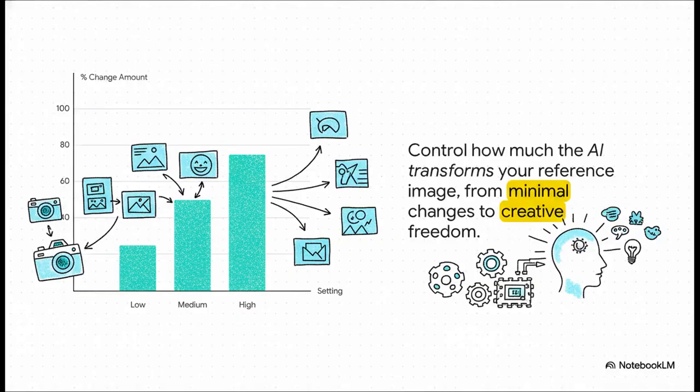And you can even dial in that control. There's a setting called Image Change Amount, and it lets you decide just how much the AI should stick to your reference image. If you set it low, it's going to be almost a perfect copy. But if you crank it way up, well, you're giving the AI a lot more creative freedom to play around and reinterpret the scene. And honestly, that can lead to some pretty amazing, unexpected results.